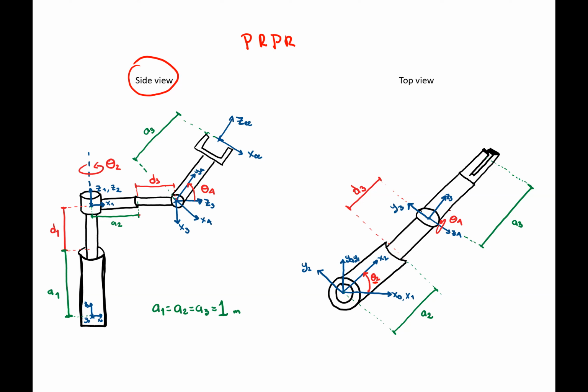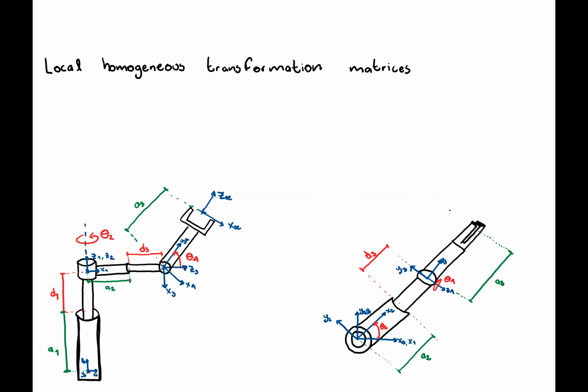So now that we have our, let's say, view of the manipulator, let's start solving the exercise. In this slide, I'm keeping the drawings here so that we can use them as guidance. So let's start by finding the local homogeneous transformation matrices. The first one that we need to find is, let me see if I can change the color of the pen to black. Okay, so the first one is from 0 to 1.